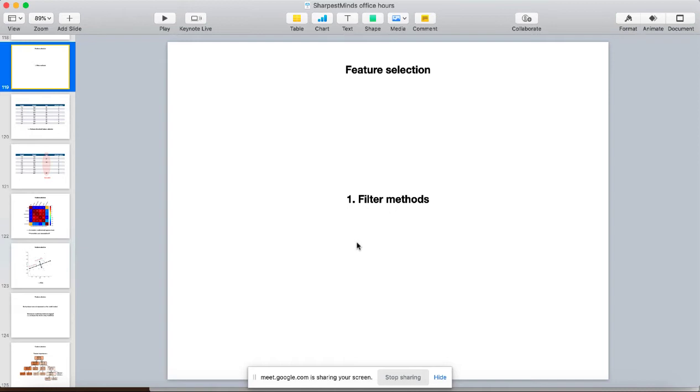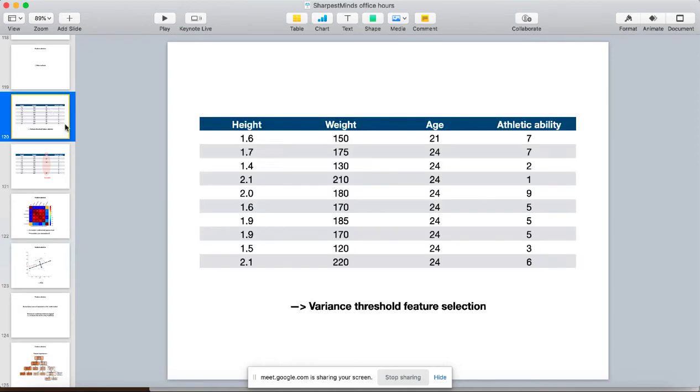You're just given a data set. You never train a model. There's no reference to random forests or logistic regressions or anything here. It's just the data set. So you can see why variance threshold feature selection is an example.